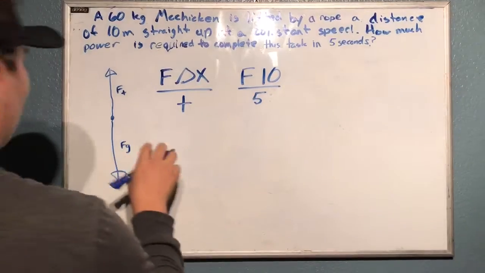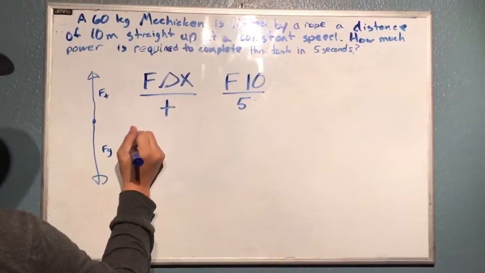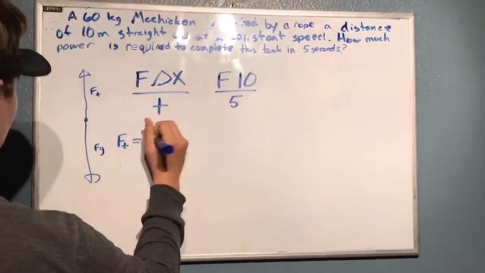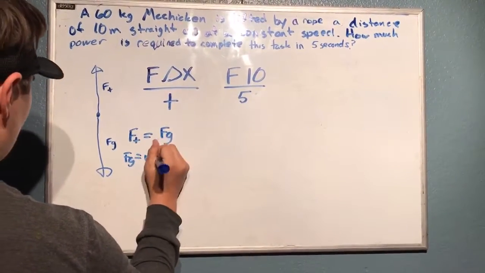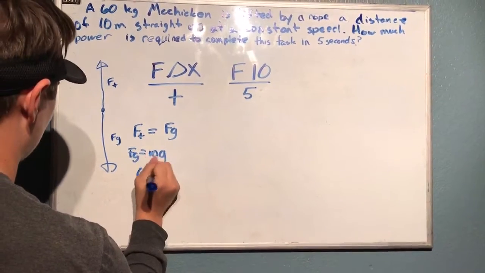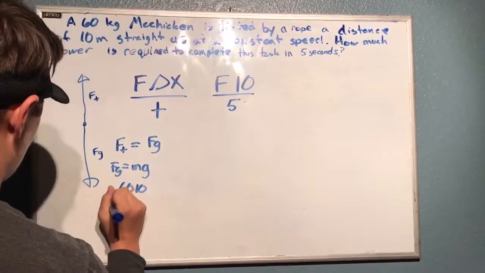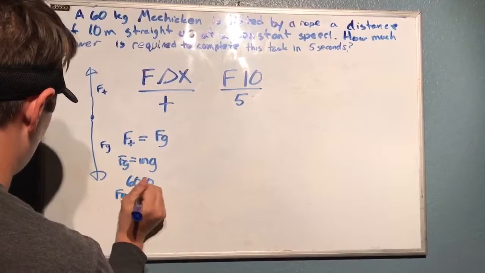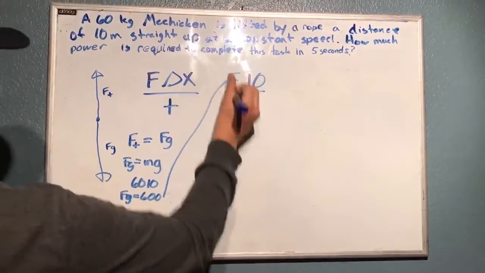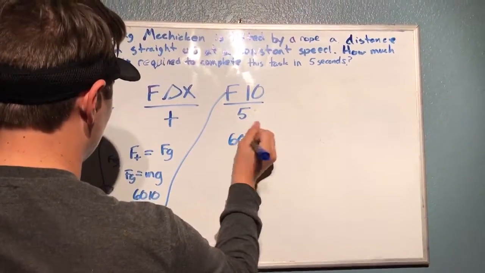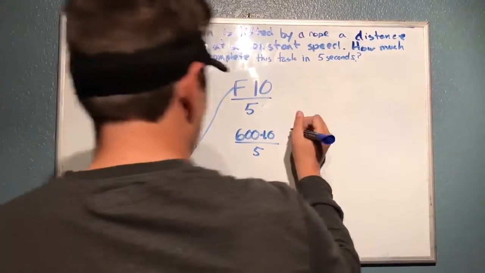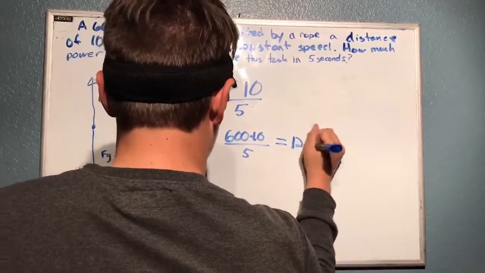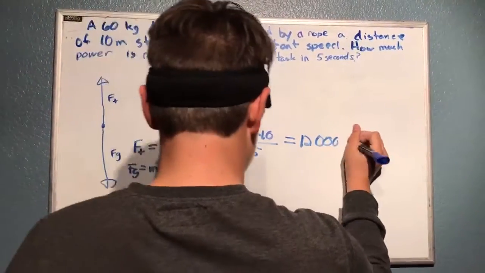To find the force, we have to look at a free body diagram. We know the force of tension is equal to the force of gravity. The force of gravity equals mass times gravity. Our mass is 60 kilograms and gravity is 10, which gives us Fg equals 600. So we can plug that in for our F. So we get 600 times 10 all over 5. This gives us 12,000 watts.